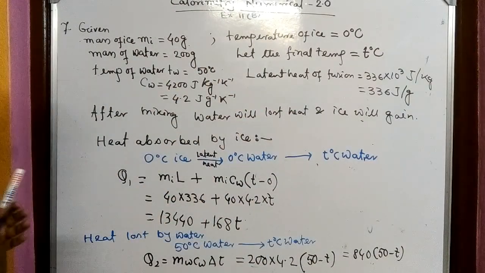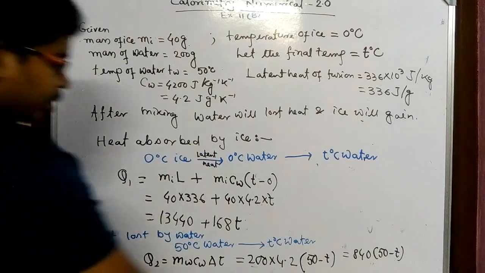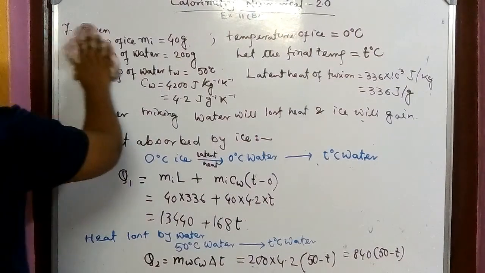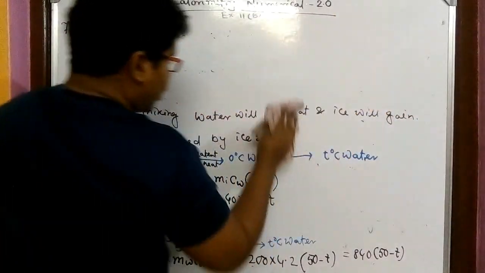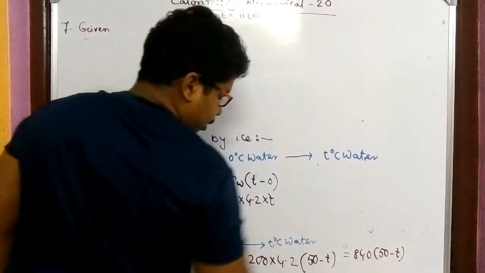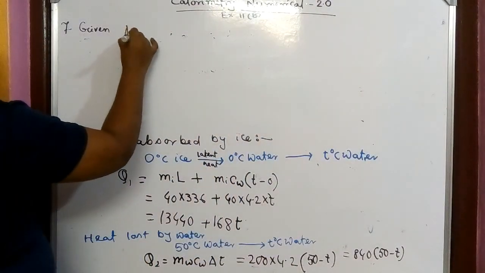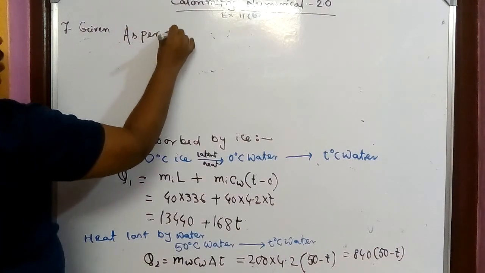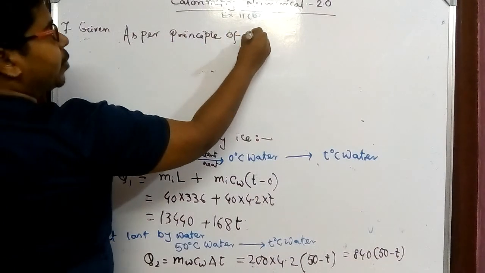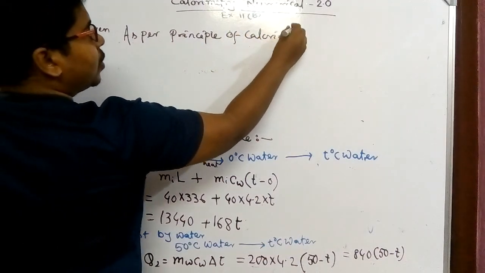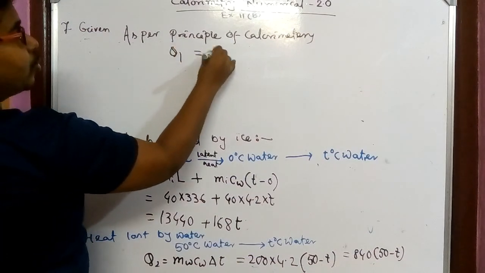So this heat is absorbed by ice and heat lost by water. So here we'll come to the next part. So I think it is clear. Next part is, as per principle of calorimetry, these two heat energies are equal. So we can mention, as per principle of calorimetry, we all know that Q1 is equal to Q2.